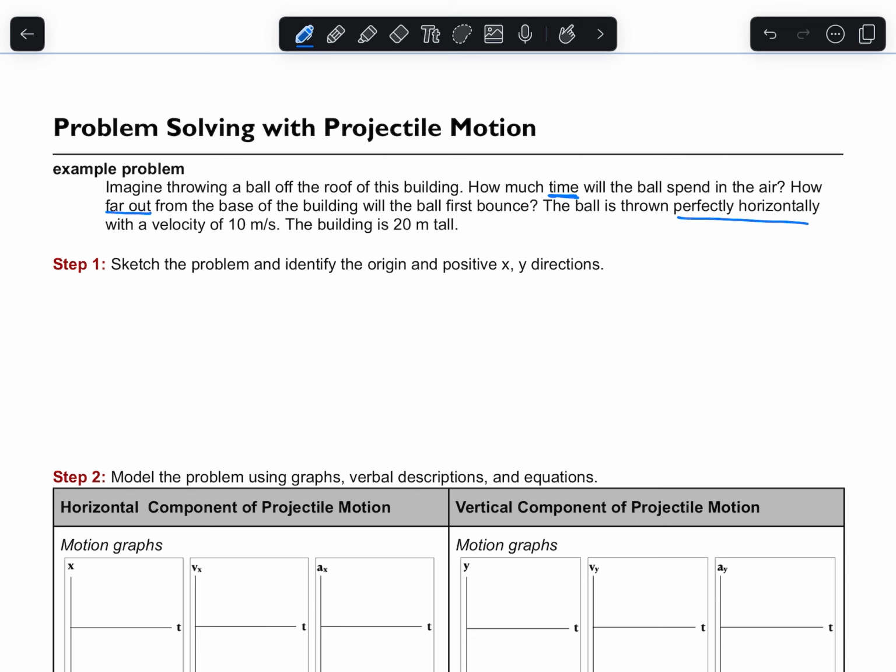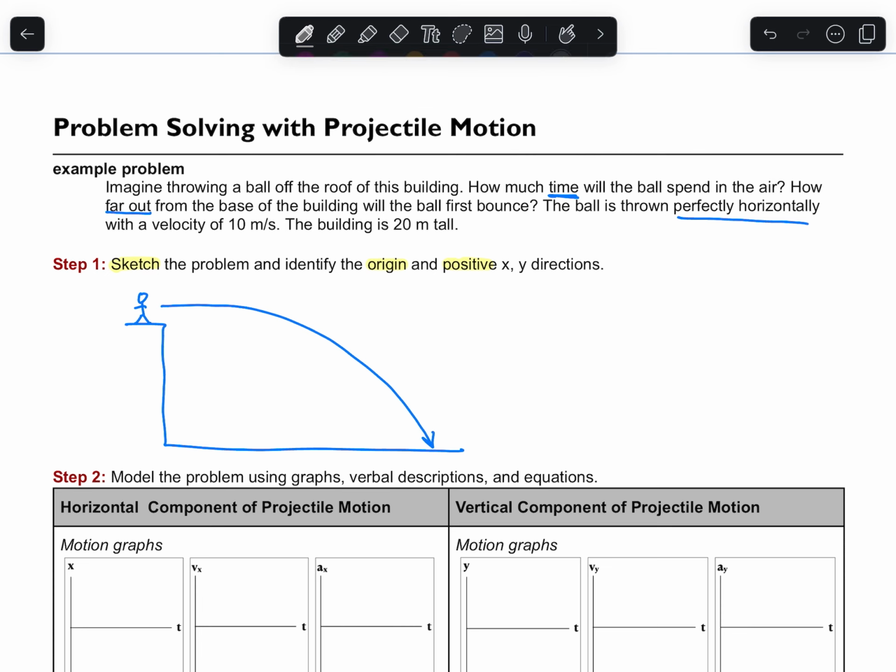The ball is thrown perfectly horizontally with a velocity of 10 meters per second, and the building is 20 meters tall. I want you to always first sketch the problem and identify the origin and which way positive x and y directions go. This need not be pretty. So here's a tiny person on top of a building and the path that I imagine the ball following. Note that I've shown it with a horizontal launch.